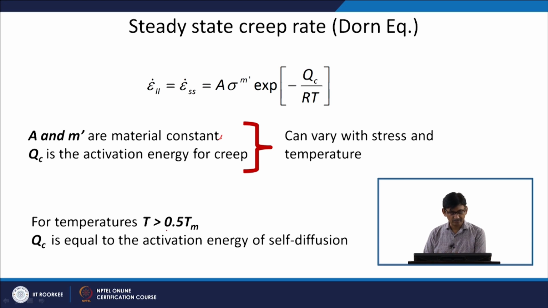For temperatures more than 0.5 of the melting point, that is where we do the creep kind of test, Q_c is equal to the activation energy of self diffusion. So, the activation energy of creep is related with the self diffusion of atoms. Please recall what we discussed during diffusion. So, creep is intimately related with the self diffusion of atoms.